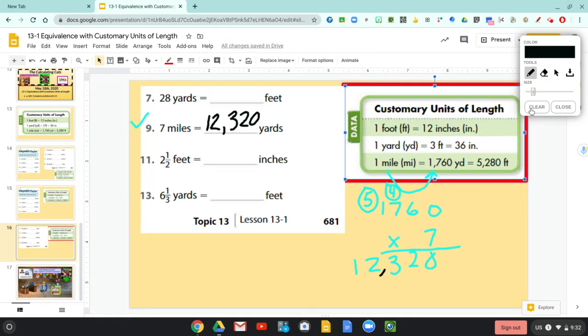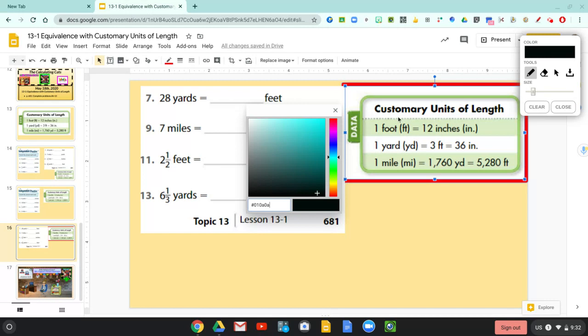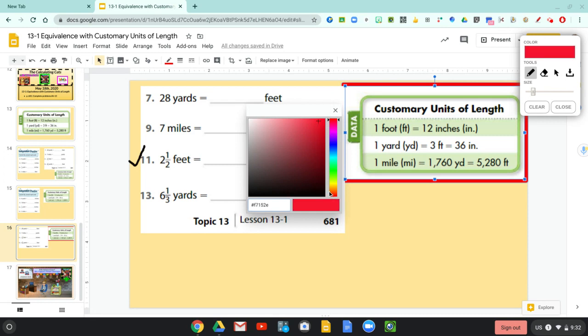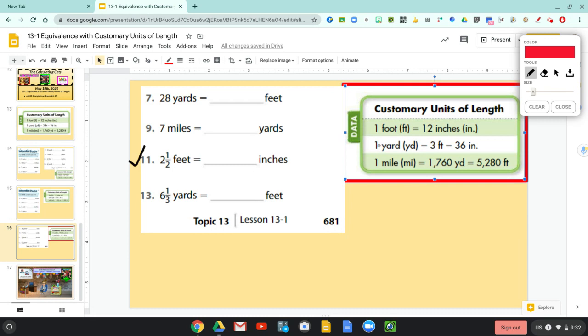So I'm going to clear the screen and I don't know, let's go back to red. That shows up well. We're going to do number 11. And we're going from feet to inches. So feet to inches, the magic number is 12. So I've got 2.5 feet times 12. So I can use the distributive property.